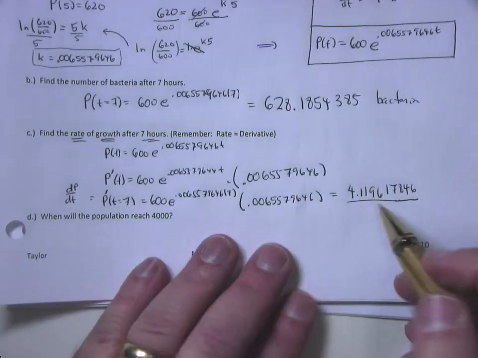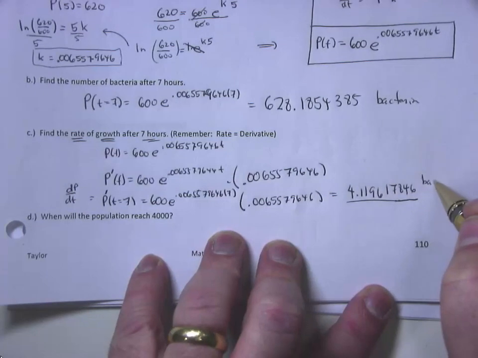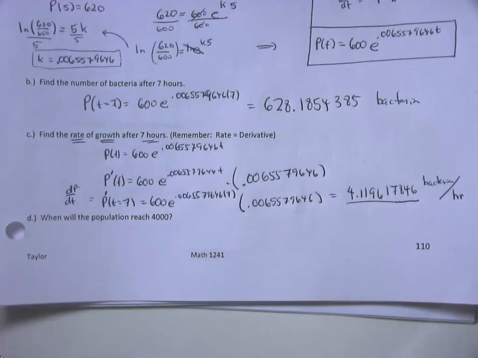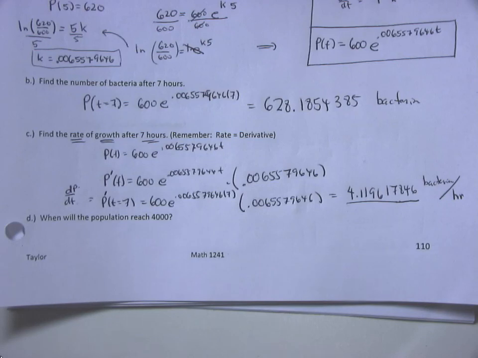4.119 what? Bacteria per hour. Population per time. Does that make sense? So right now, after 7 hours, our little petri dish, these cells are dividing at 4.119 bacteria per hour. Okay?